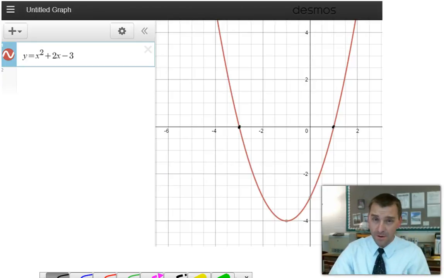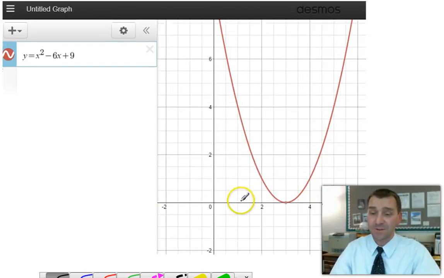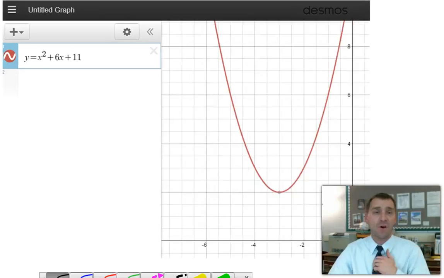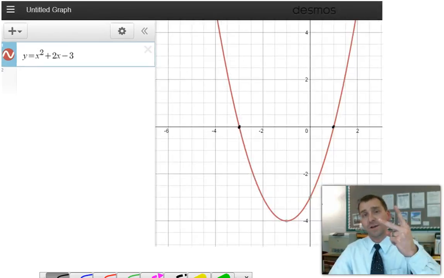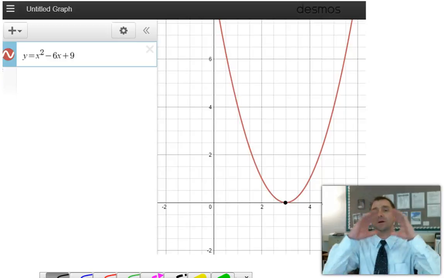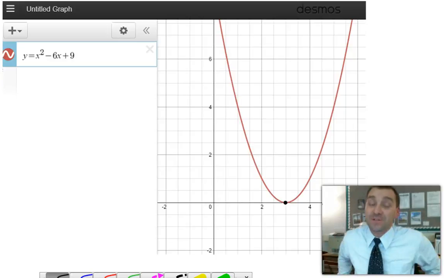The third one was very unique. It didn't cross at all. In fact, it just barely touches the x-axis right there, and that's at (3, 0). So pretty unique. The first one didn't cross at all, the second one crossed twice, and the third one actually just barely touched once. And this is all going to come to fruition here in a little bit. You're going to see why this is all true.